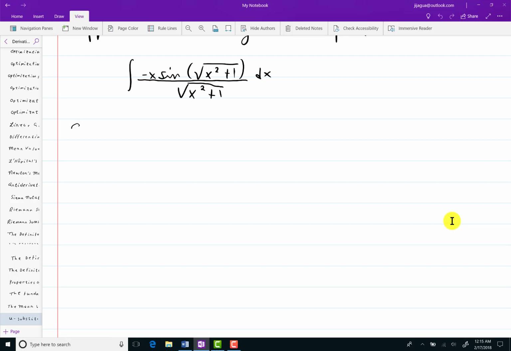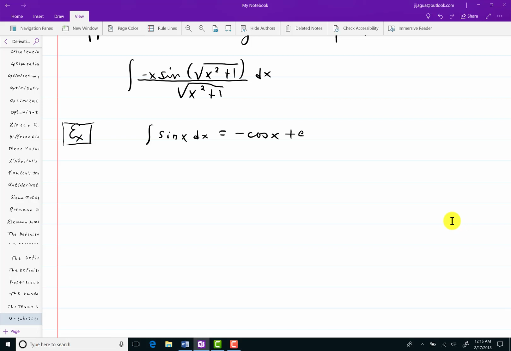Start with the easiest ones we know of. These are ones that you probably know, or you'll end up memorizing because you do them so many times. Things like the integral of sine of x dx. That equals negative cosine of x plus c.